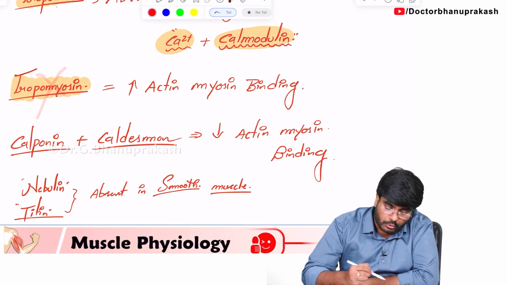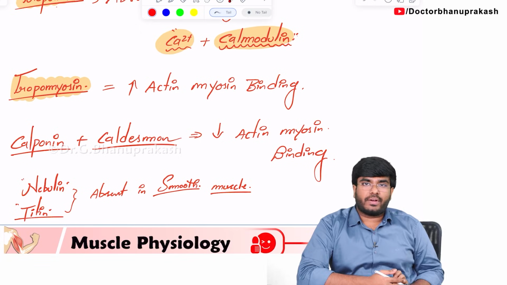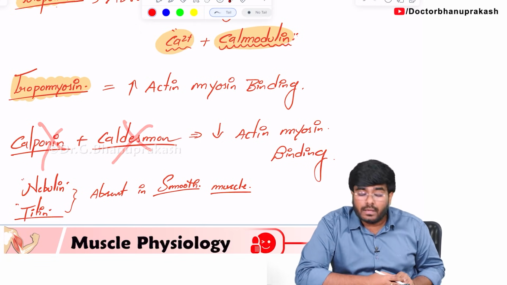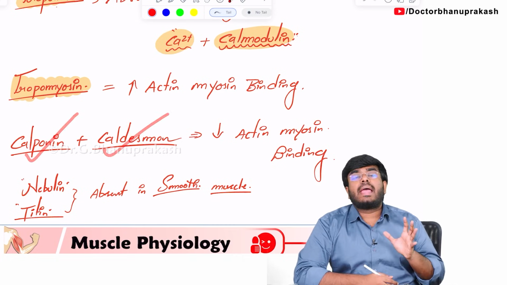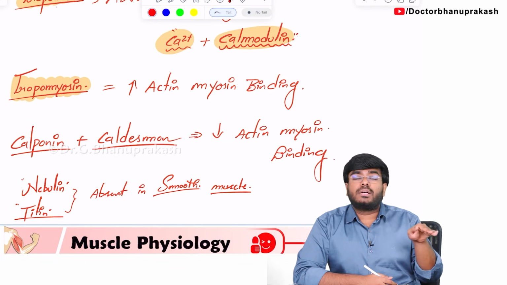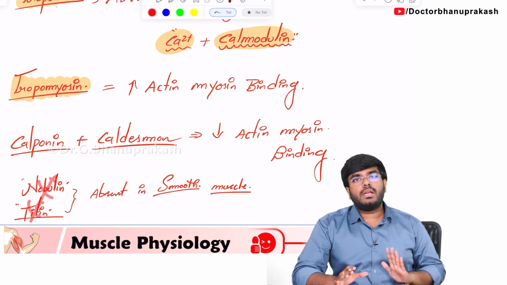Tropomyosin, is it there? Yes, tropomyosin is there, but it increases the actin myosin interference. It increases the actin myosin binding. What about calponin and caldesmon? Calponin and caldesmon will block the actin myosin binding. Okay, next, nebulin and titin, these structures are not present.